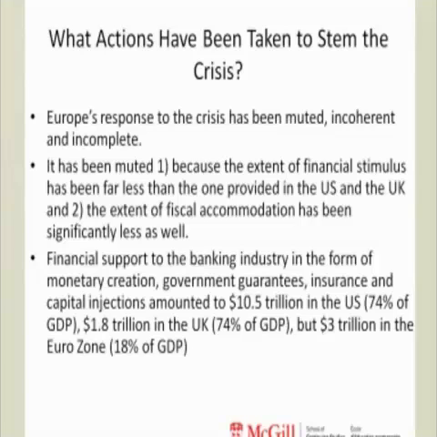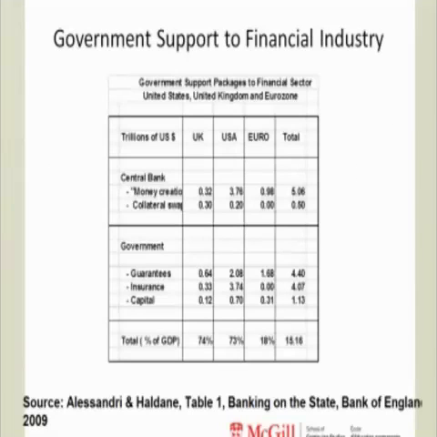For example, from a study, if you can turn to the next slide, Nina, from a study by Alessandri and Haldane, Banking on the State, which was published by the Bank of England in late 2009, one can see in this slide that the United States and the United Kingdom provided emergency financial assistance to the banking sector in the form of printing money, government guarantees and insurance, and capital injections into banking firms to the tune of $10.5 trillion for the U.S. and $1.8 trillion in the UK, amounting to 3/4 of the GDP of these two countries. The response in the eurozone, as you can see, is far less. The eurozone injected only $3 trillion, amounting to only 18% of the eurozone's GDP.